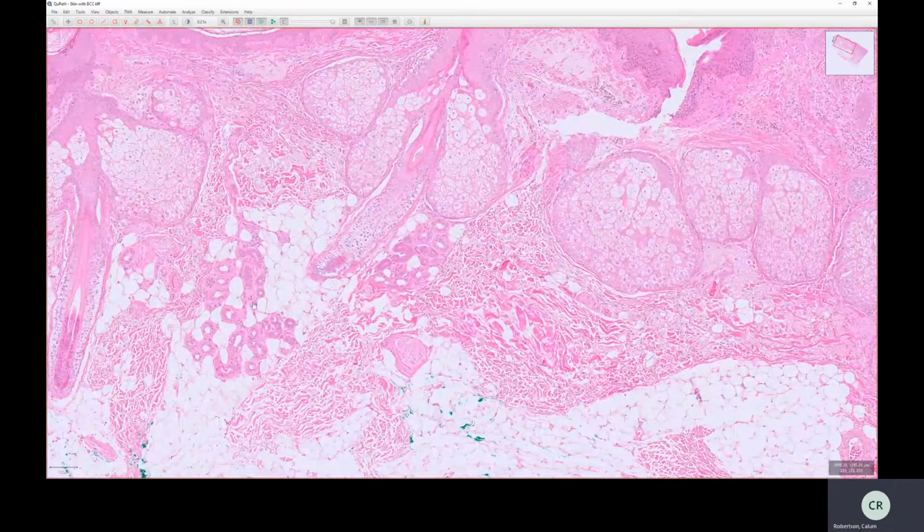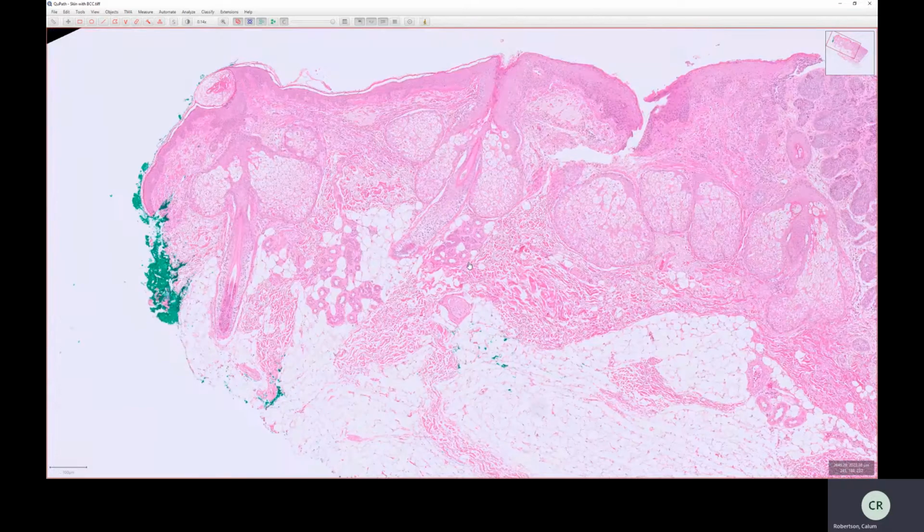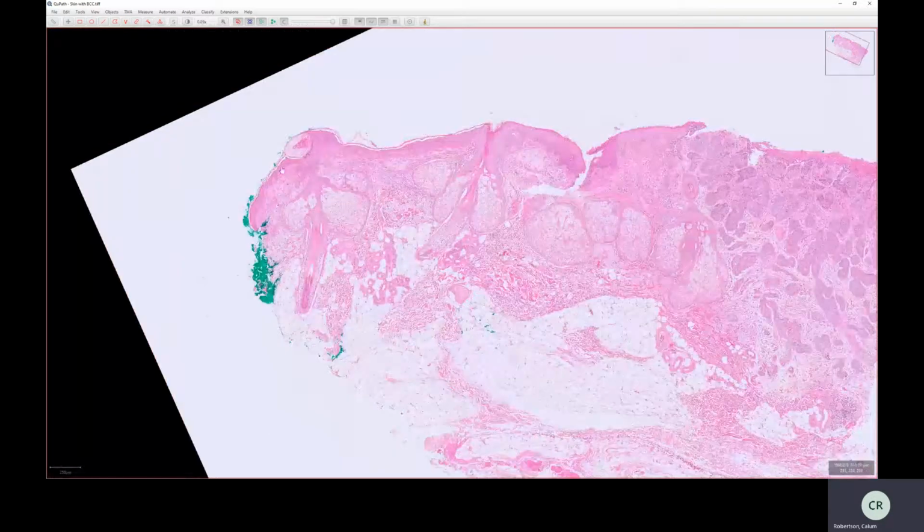The other main gland type we've got here are the sweat glands. There's an example of one, and there's an example of another one. These are not associated with the pilosebaceous unit. These are completely distinct from the pilosebaceous unit. And these are usually found, as in this case, within a kind of superficial subcutis.